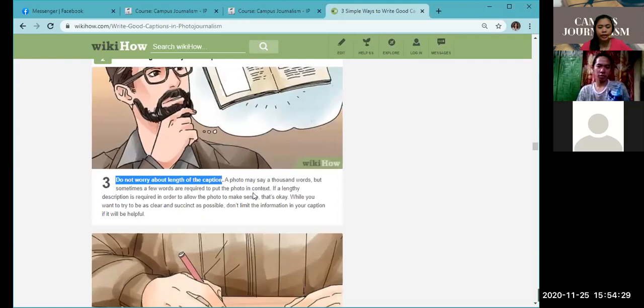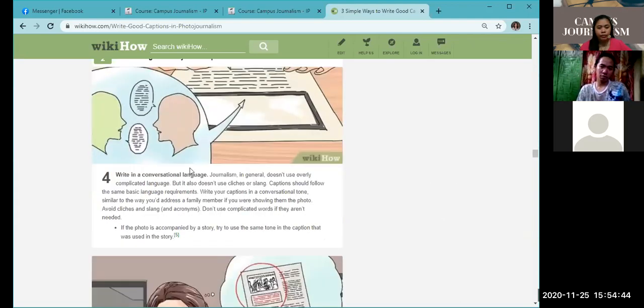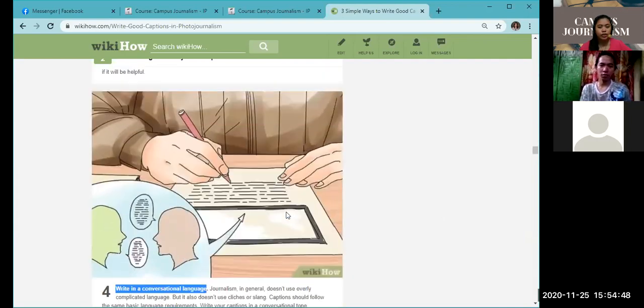And do not worry about the length of the caption. Your caption could be as long as one paragraph. Pwede na siya. So long as it answers the 5 W's and 1 H and does not, kana bitang dili lang puro checkup, puro larlar. It should be factual based as well. And then write in a conversational language.